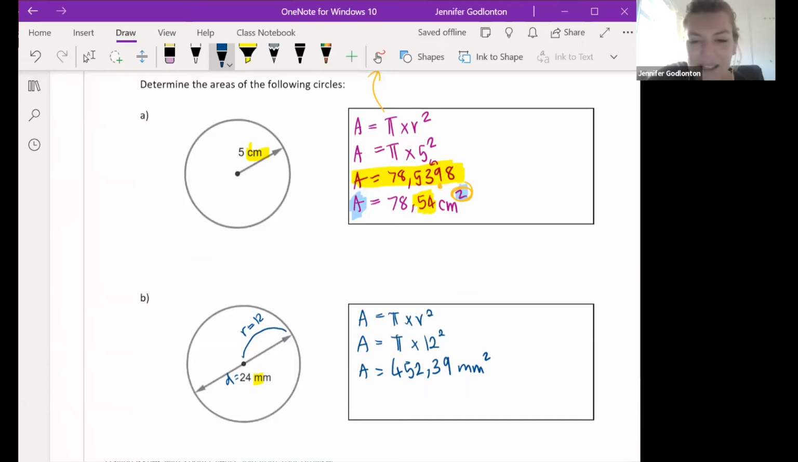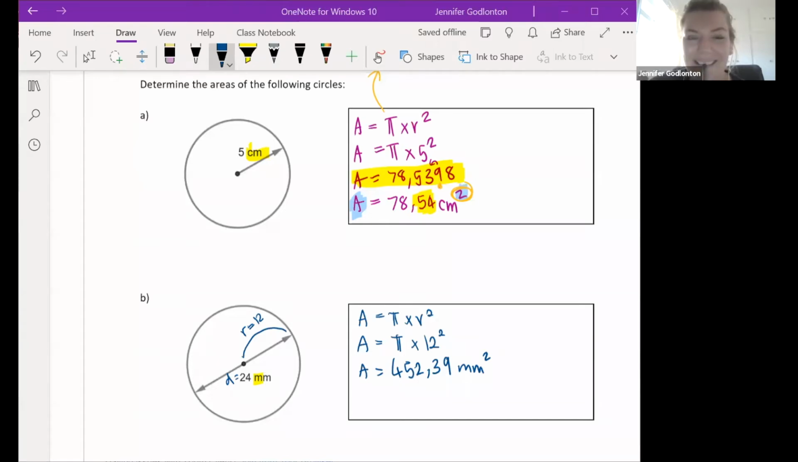100%. Okay, so we're going to say pi times our radius squared. We know our radius is half of our diameter, so we know our radius is 12, and then it would be 452.39. Okay. Apiwe, how can I help?